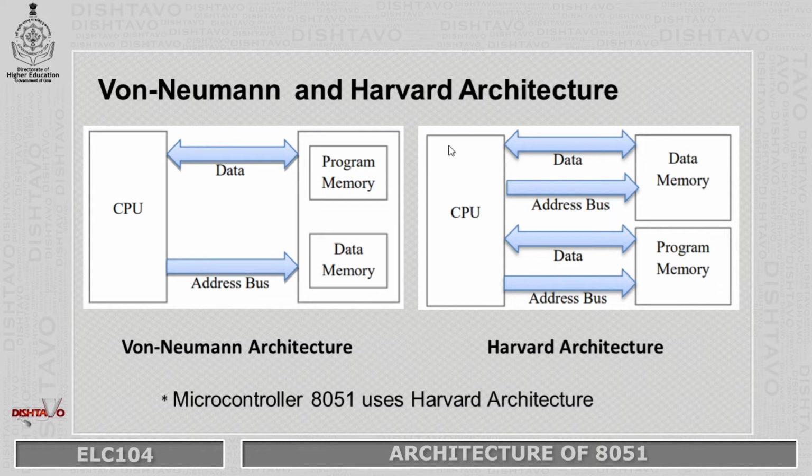Whereas here you can see that there is a separate set of address bus and data bus for program memory and data memory. Now what is going to happen is that the instruction can be fetched by a separate set of address bus and data bus, and simultaneously the data also can be fetched by using a separate set of address bus and data bus dedicated for data. So the time taken for the execution of a complete instruction in case of Harvard architecture is going to be less as compared to von Neumann architecture.